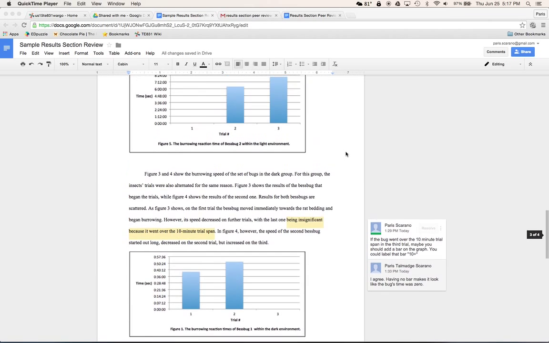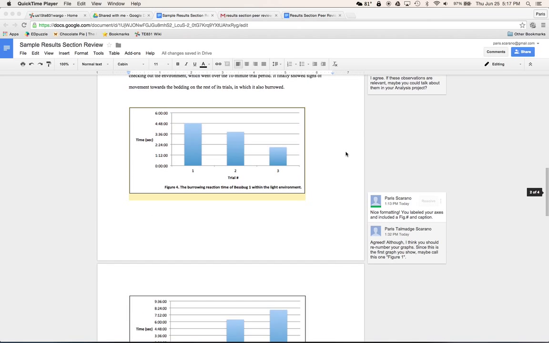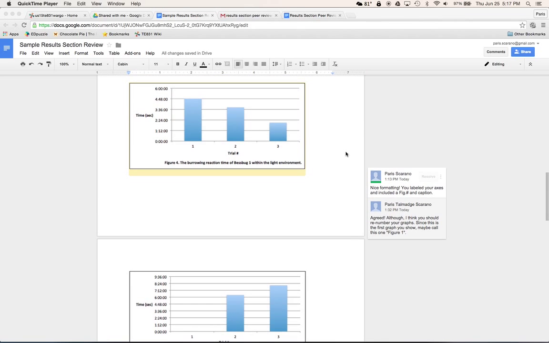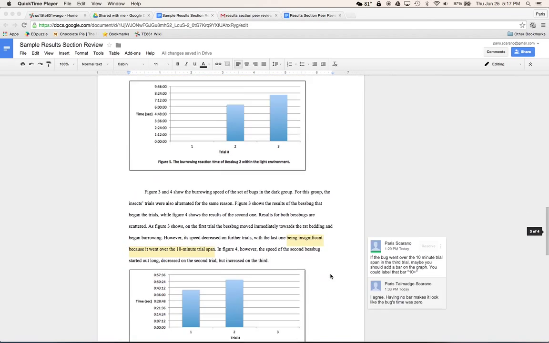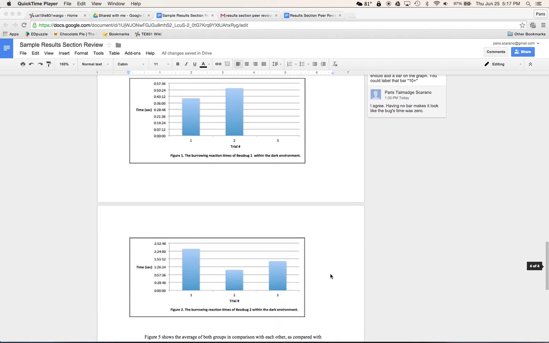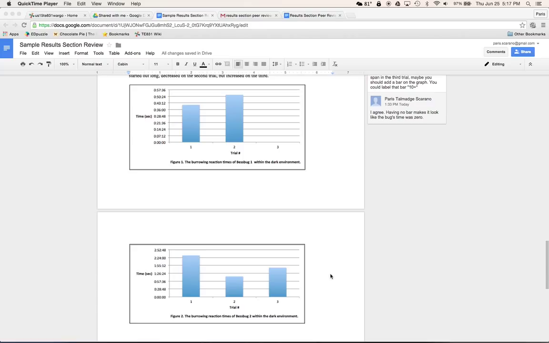The other graphs are actually showing the same information, but not consolidated together. For example, each bug has its own separate graph, and the light trials are separate from the dark trials. So these last two graphs are showing data from the dark trials. The first two graphs are showing data from the light trials. And the problem with that is that you don't really get an effective visual comparison between the results of the light and the dark trials.